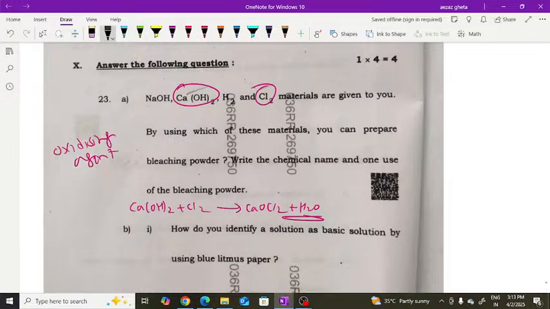How do you identify a solution as a basic solution? By using a blue litmus paper. If we dip blue litmus paper in a basic solution, it does not change its color. The color remains blue only. By this we can say it is a basic solution.